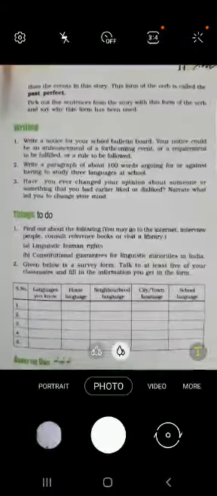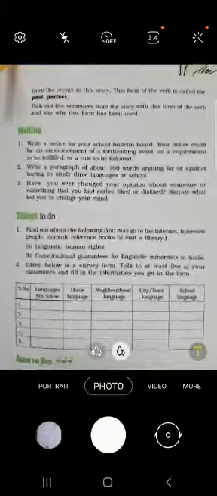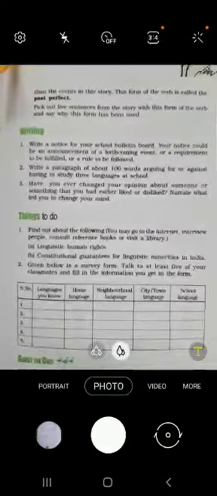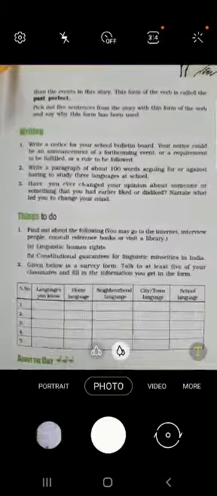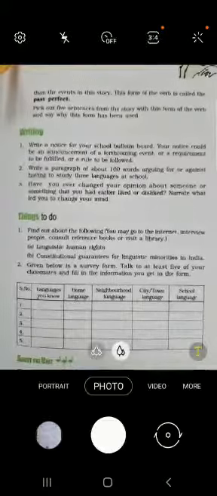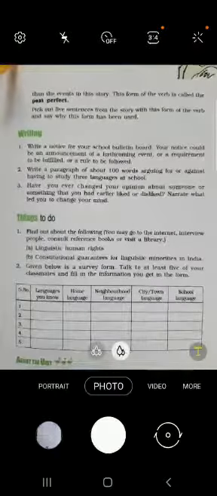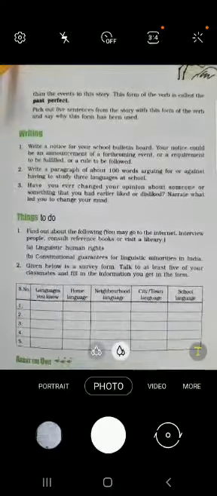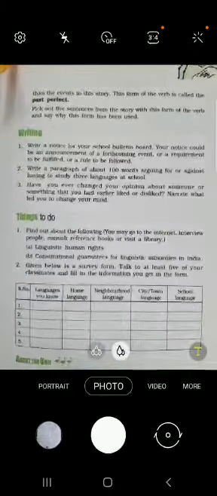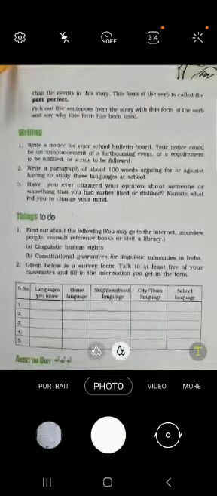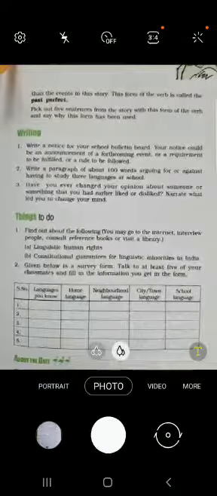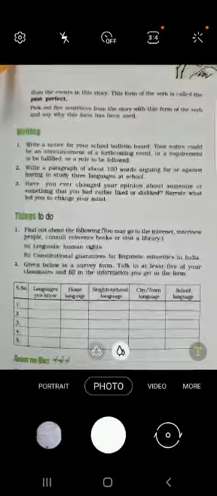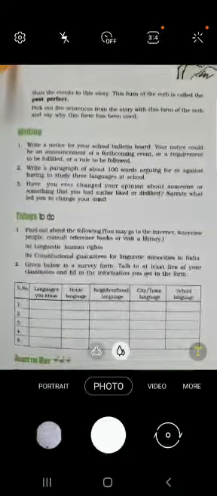The first question is, please open page number 11 of your textbook. The first question is, write a notice for your school bulletin board. Your notice could be an announcement of a forthcoming event or a requirement to be fulfilled or a rule to be followed. Right?